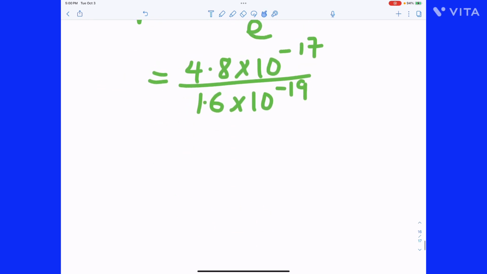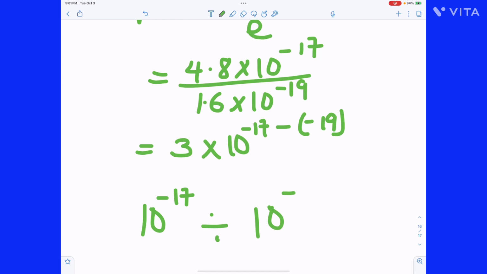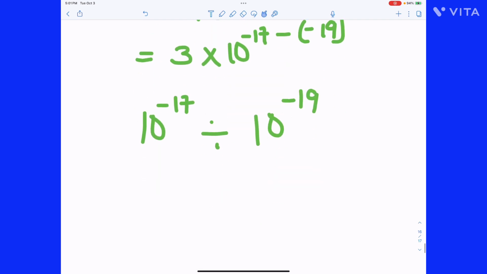So if you put that together correctly, you get 4.8 over 1.6, which is 3. That's 3 times 10 raised to power minus 17 minus minus 19. You are dividing 10 raised to power minus 17 by 10 raised to power minus 19. Division means you subtract indices.